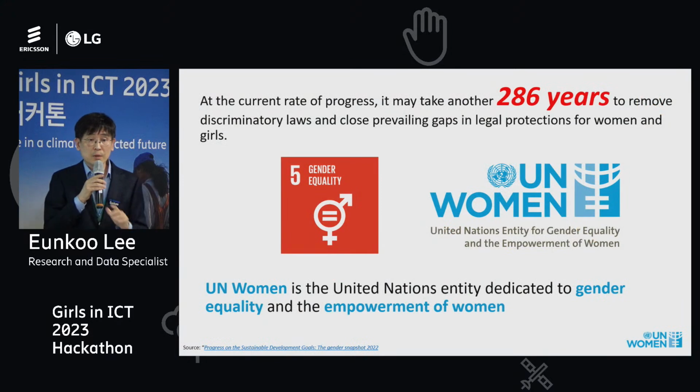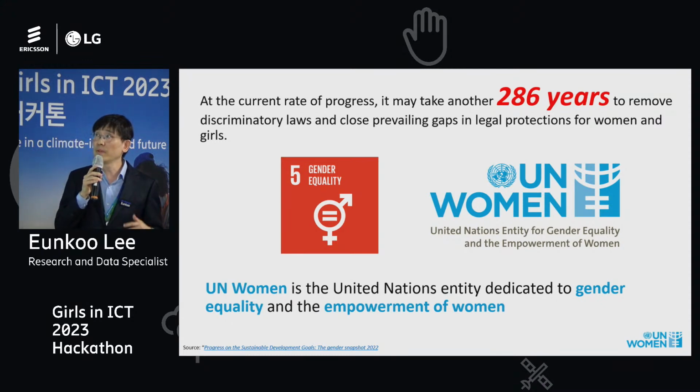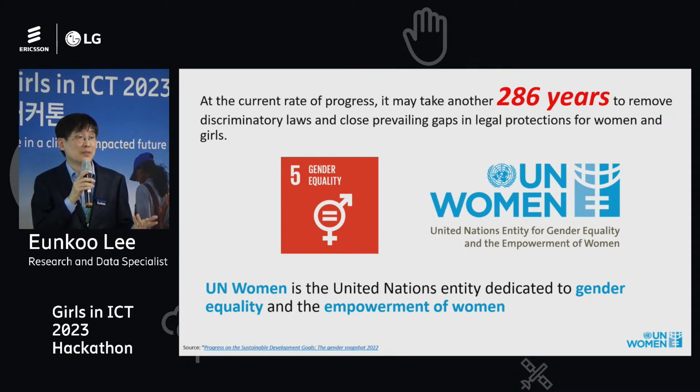So we recently published a report on sustainable development goals, especially if you have heard of SDGs. SDG number 5 is dedicated to gender equality. And according to that report, at the current rate of progress, it may take another 286 years to achieve gender equality. So we need to make a lot more concerted efforts to achieve this equality. But with this rate, I'm afraid that we might not be able to achieve this in our lifetime.